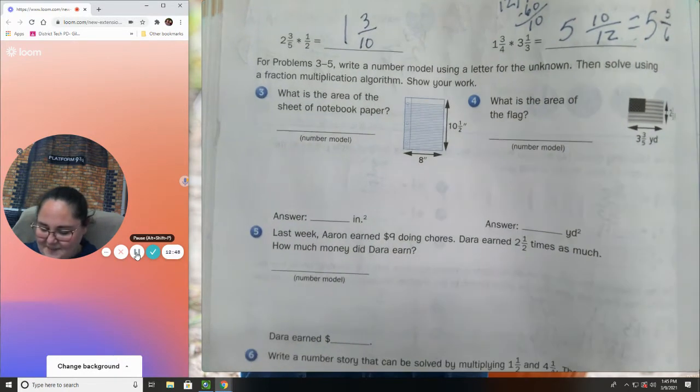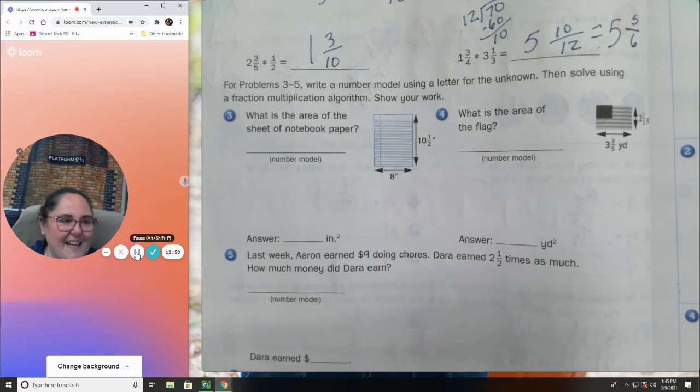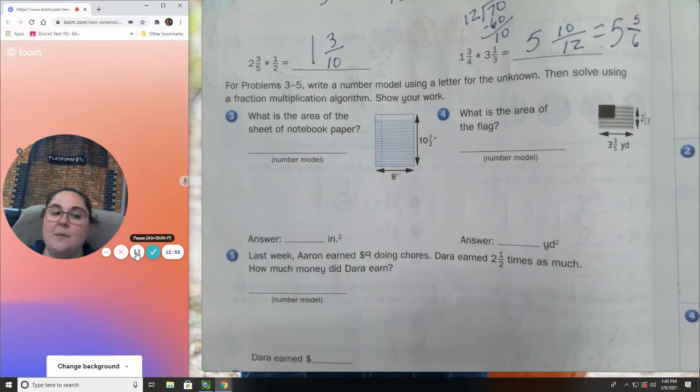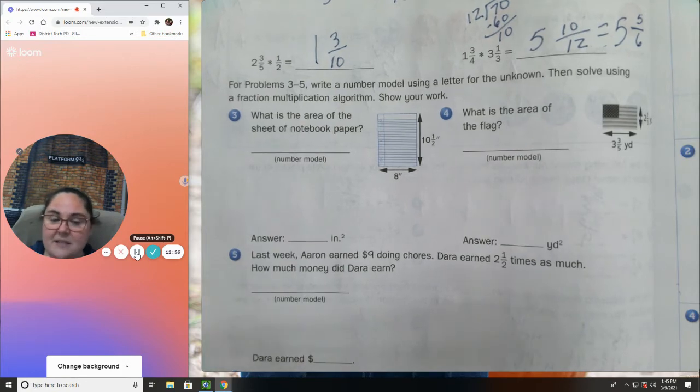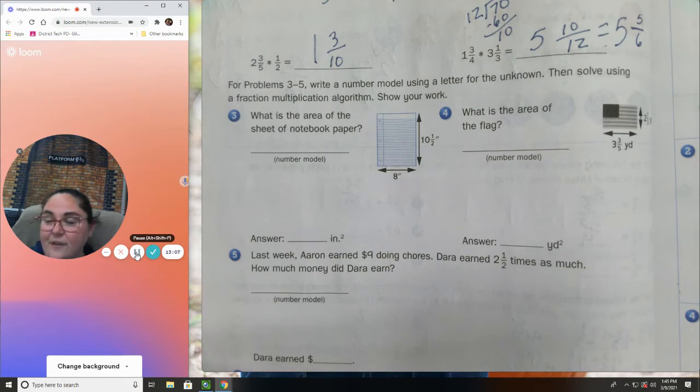All right, a couple more problems for the day. For problems 3 through 5, it says write a number model using a letter for the unknown. Okay, we know how to do that, guys. Solve using the fraction multiplication algorithm. Okay, show your work. You never know when I'm going to ask to see it in my Zoom.